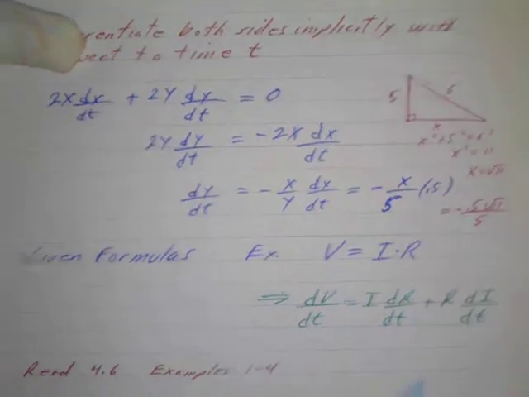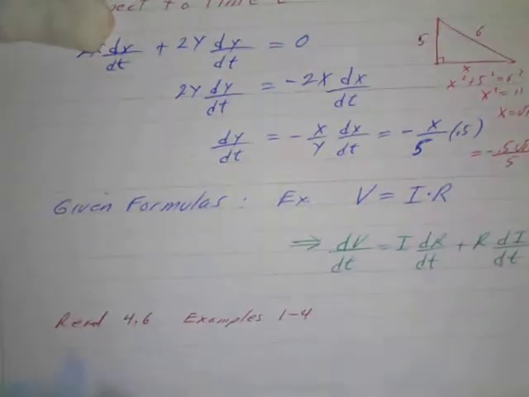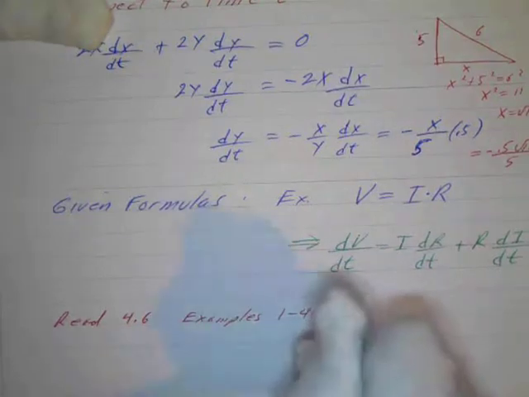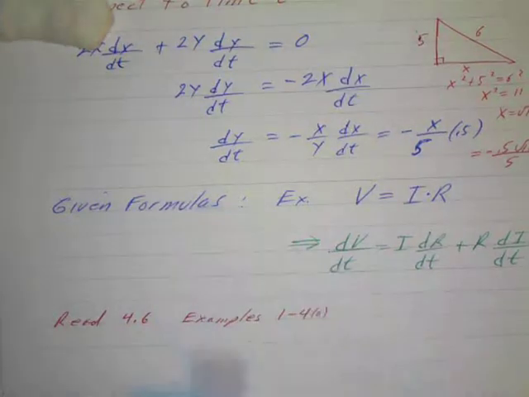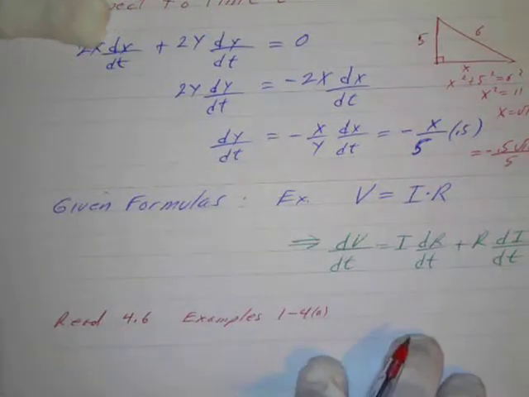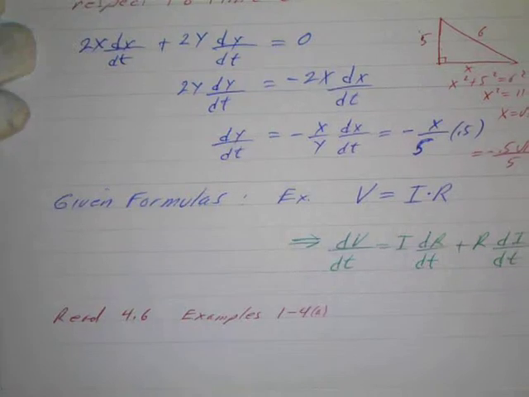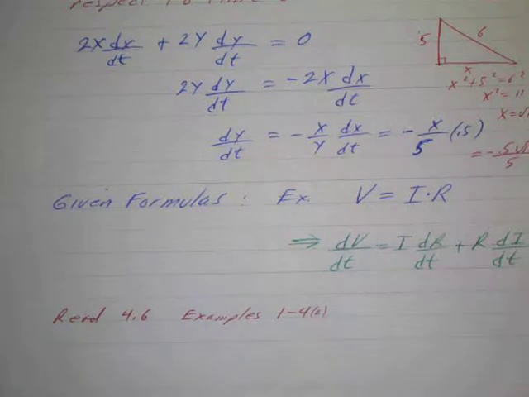Okay? So one more thing, just make sure you read 4.6 and look at examples 1 through 4, just 4a I should say. And if you look at these examples, they should pretty much give you a good idea of how to deal with these problems. And then they also have, at the very beginning or after example 1, a good strategy. So make sure you read the strategy on how to deal with these related rate problems. And I think that will help you.